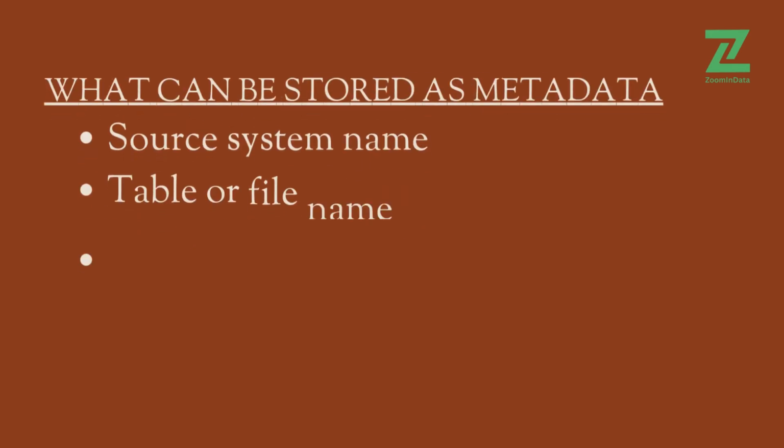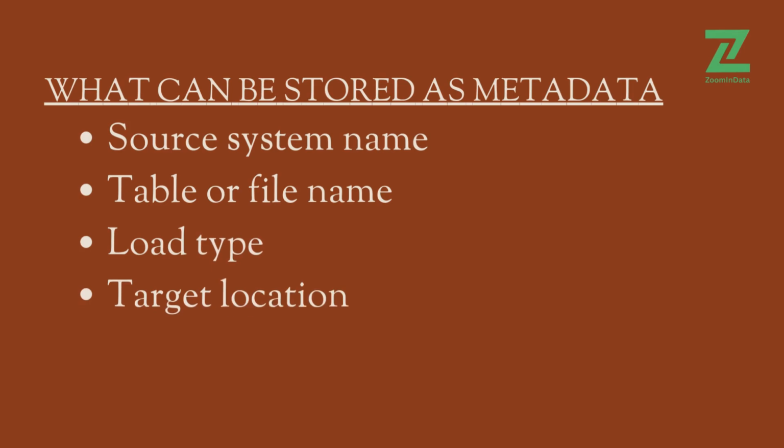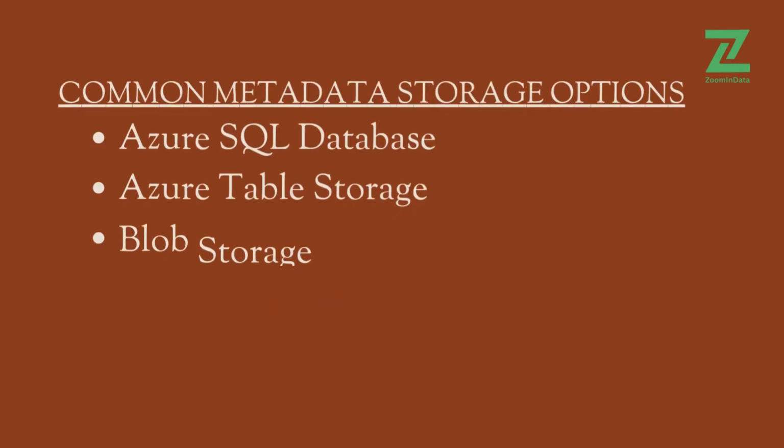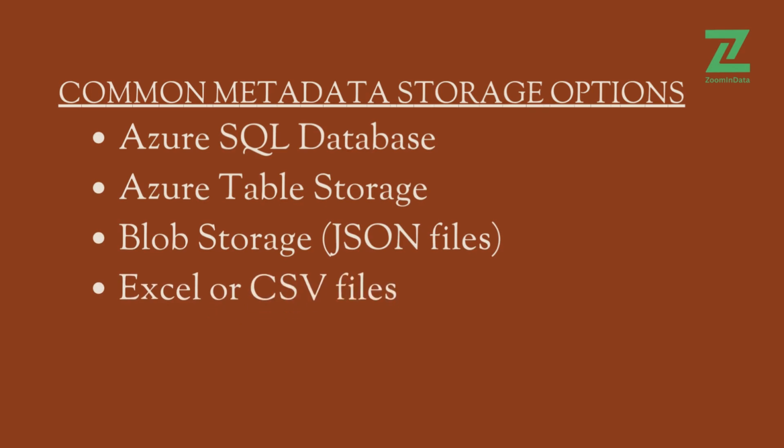Metadata can include source system names, table or file names, load types like full or incremental, and even target storage locations. Metadata is commonly stored in Azure SQL database, Azure table storage, or JSON files in blob storage. In some projects, even CSV or Excel files are used.